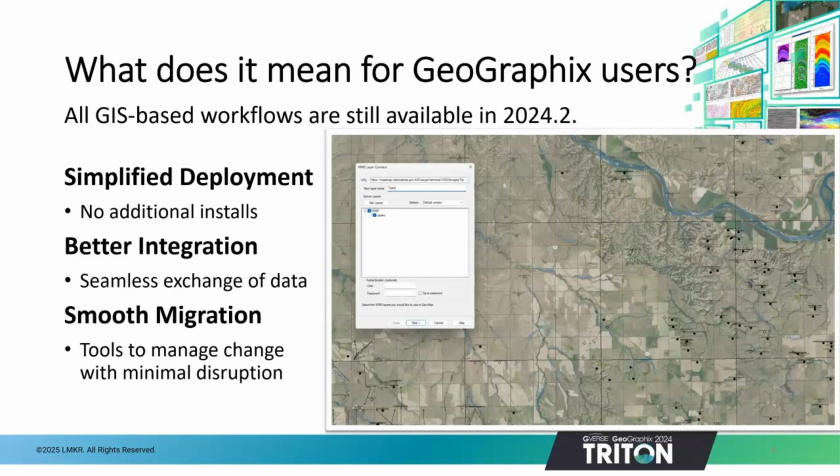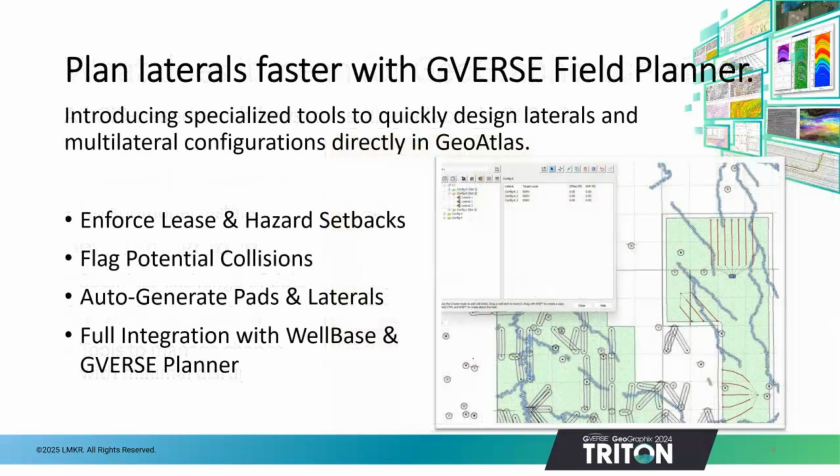Let's move on though. And next up, let's talk about the changes to field planning. In 2024.1, back in November, we introduced our new multilateral planning capability that lets you plan any multilateral configuration, stacked laterals, planar, fish bones, unilaterals, or really whatever you needed directly on the map. In 2024.2, we've enhanced that capability significantly.